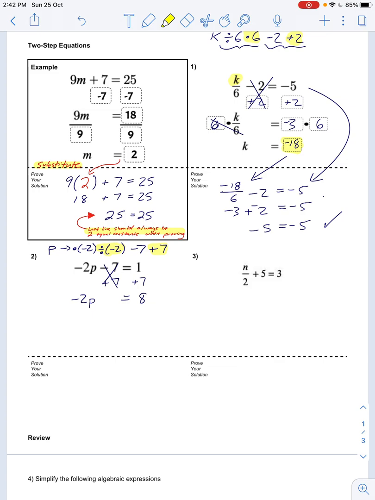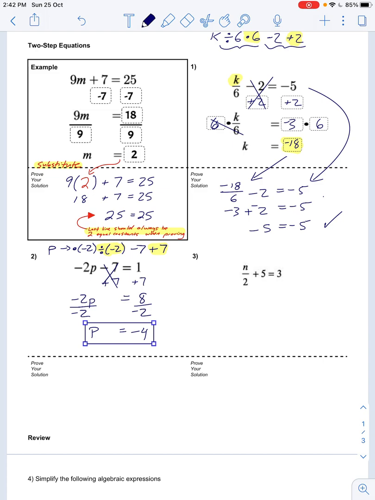And then I move on to my second inverse operation, which is dividing by negative 2. So I'm going to divide the left side by negative 2, because negative 2 divided by negative 2 is just a positive 1. So I'm left with positive 1p. But whatever I do on one side, I've got to do on the other. And 8 divided by negative 2 is negative 4. So p equals negative 4 is my answer.